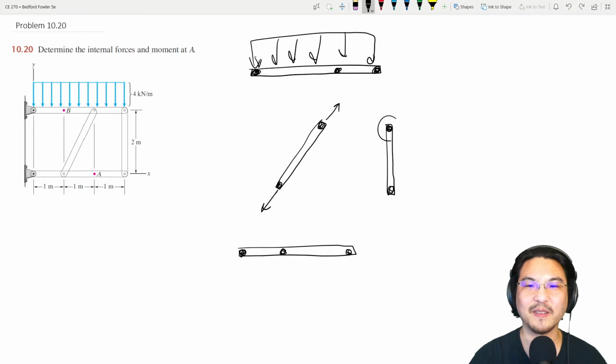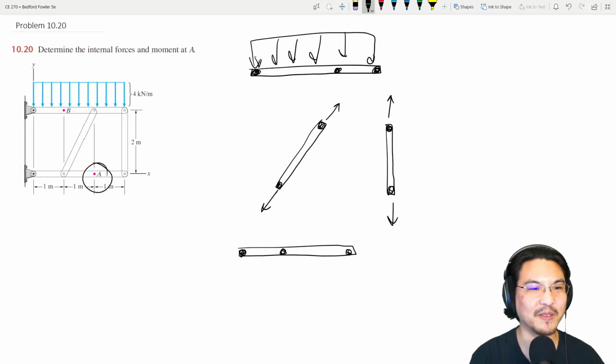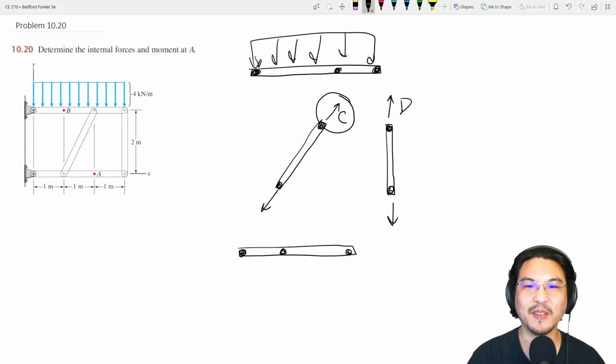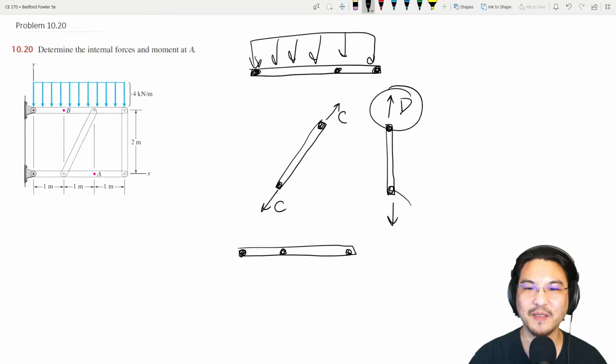Similarly here, there are forces acting at only 2 points. So it's either like this or like this. Those are the only 2 options. Okay, so why don't I label it like that? Let's give these letters. So there's A, B. I'll just call this C and D. So if this is C, this has got to be equal and opposite. This is D. This has got to be equal and opposite.